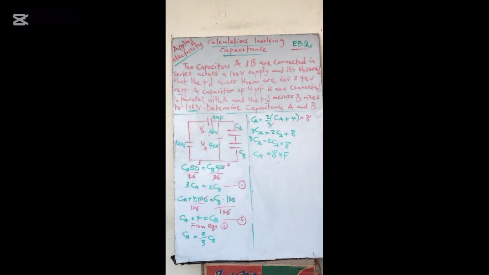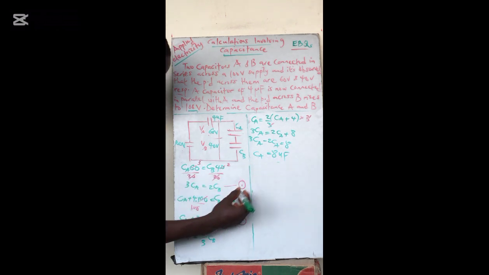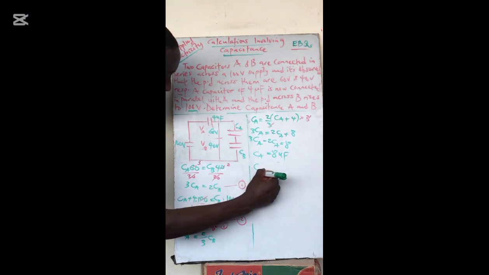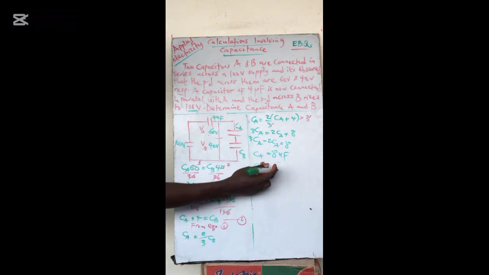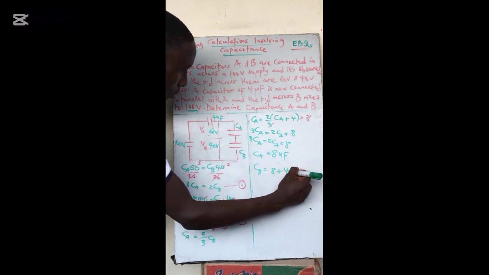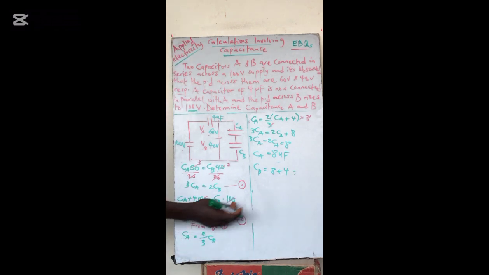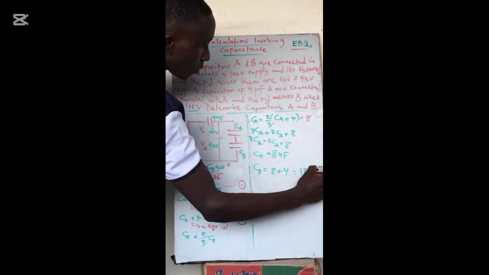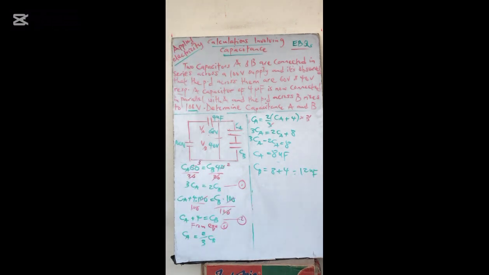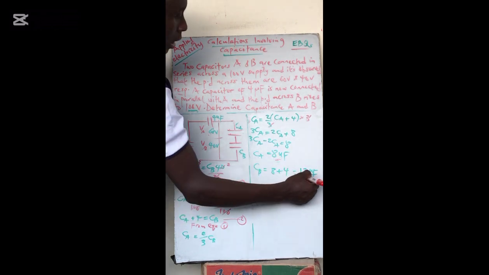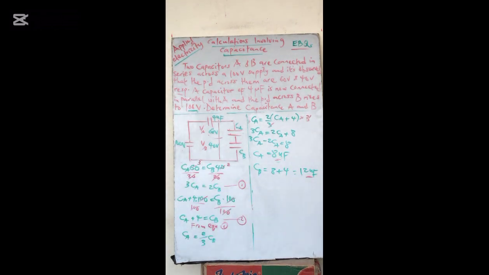That's the first capacitor. And since you have a formula that you can insert your CA into to get your CB, CB equals CA plus 4. What's our CA? 8 plus 4. That will give us 12 microfarad. So this is our capacitor A, this is our capacitor B. That is the first question.